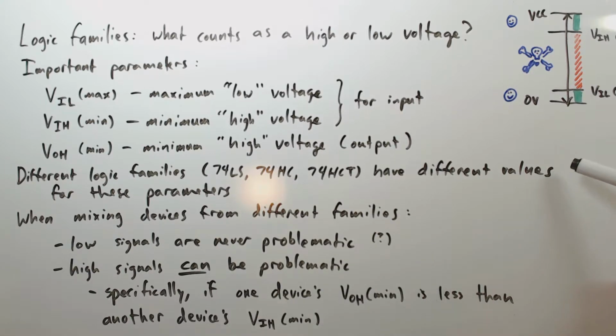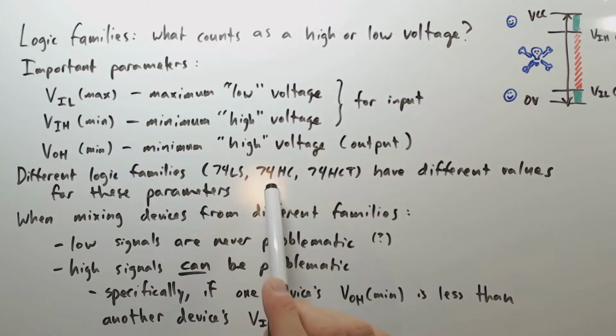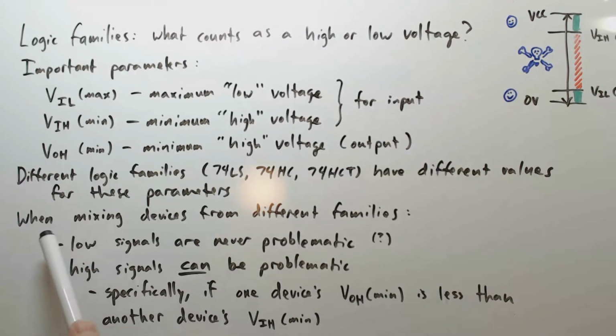So basically different logic families, some of the common ones like 74LS, 74HC, 74HCT, have different values for these parameters. And this becomes important if you are going to mix devices that belong to different logic families. If you're using exclusively devices that belong to the same logic family, you don't have to worry because the parameters are all going to be compatible. However, if you mix and match, you have to be a little bit careful.